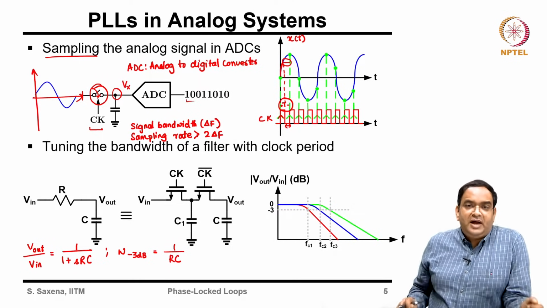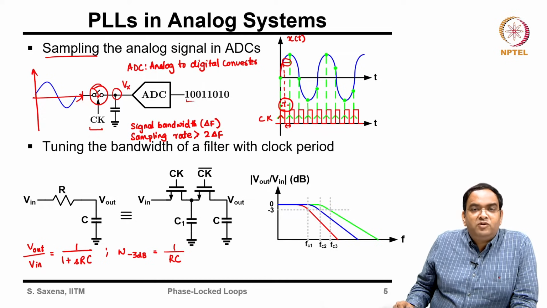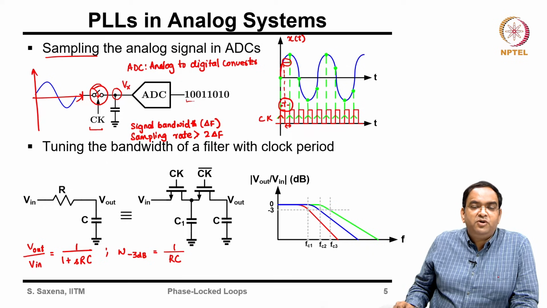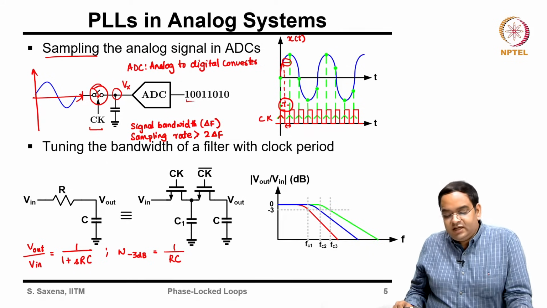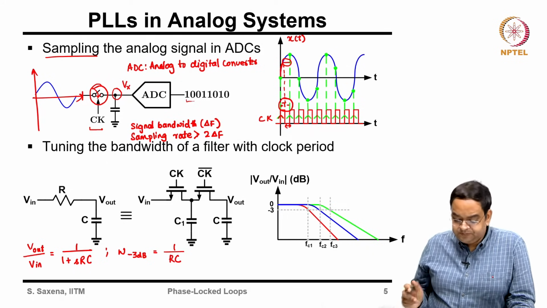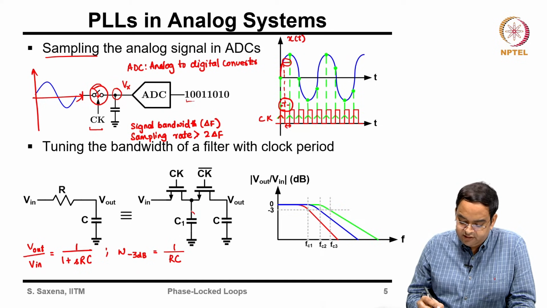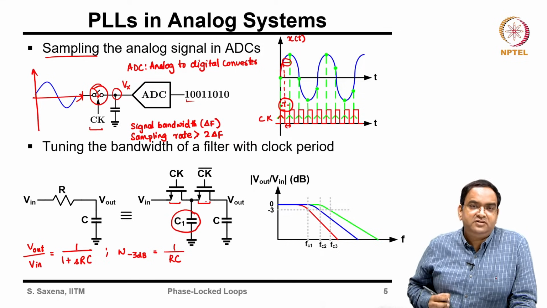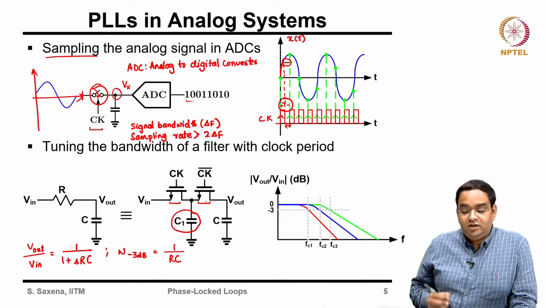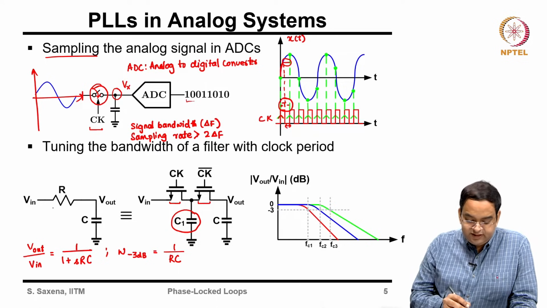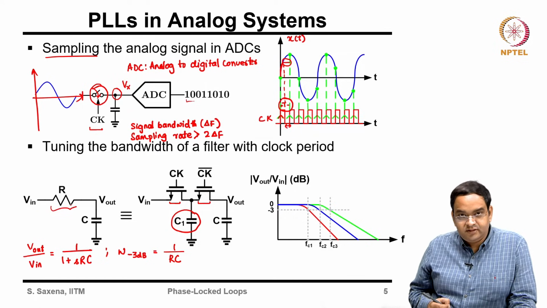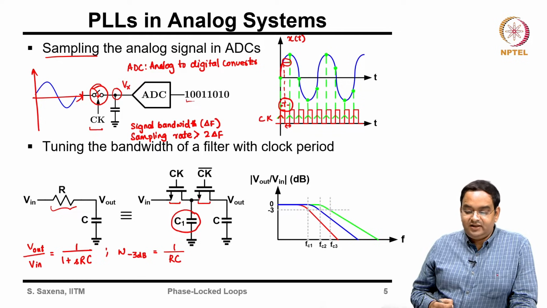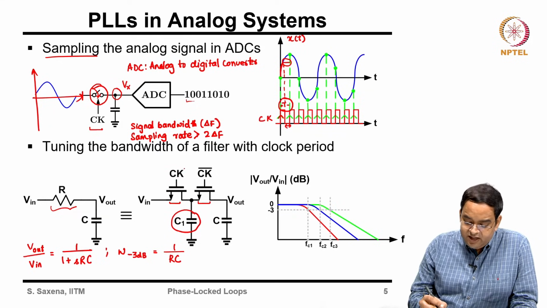Suppose you want to change the filter bandwidth. If you want to change the filter bandwidth, what will you do? You have to change R or C. That is one way to do it. Okay. On the other side, this switched capacitor here, this is a capacitor C1, and there are two MOS switches which are used to replace the resistor in this particular case.